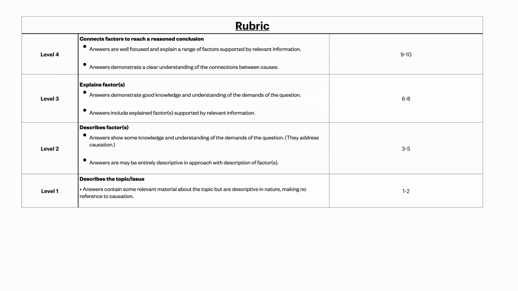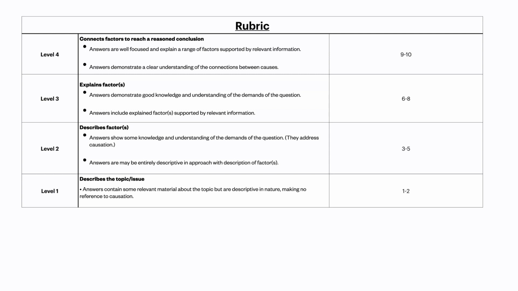Your rubric here, this goes up to level 4. This is you're going to connect factors to reach a reasoned conclusion. You're focused and you explain a range of factors and you support it with relevant information. You understand how there's a connection between the causes and how they impacted the event in the prompt. Number 3, you're just explaining the factors. You have good knowledge and understanding of the demands of the question, and you explain factors with relevant information. So you gave evidence. Level 2, you described it.